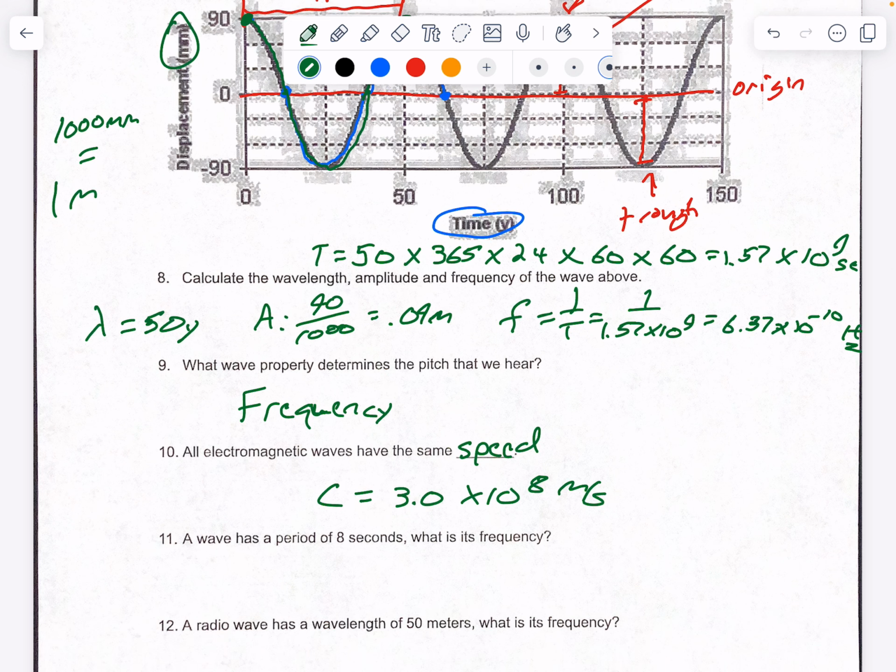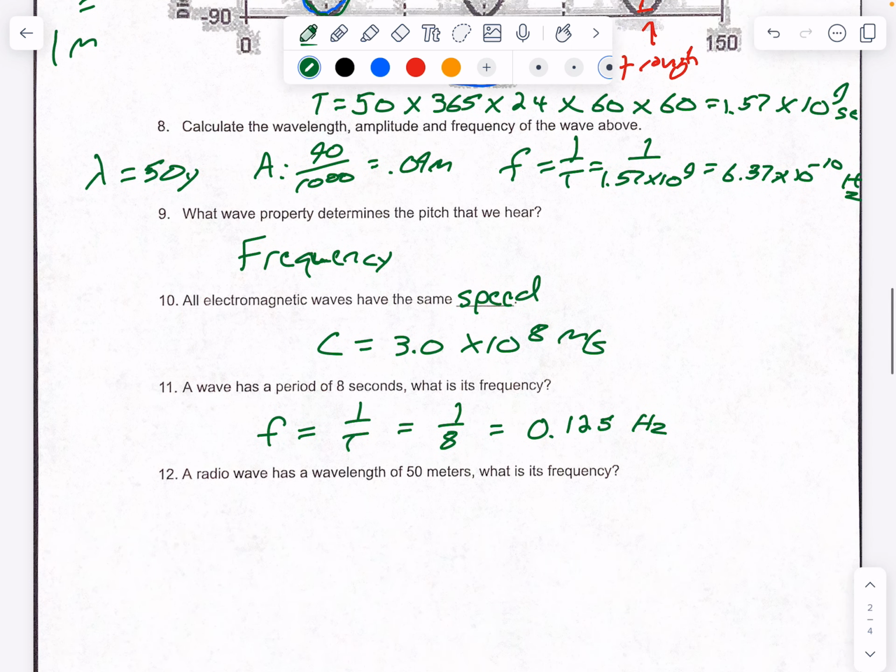11, a wave has a period of 8 seconds. What is the frequency? So again, it would look more like this, more basic stuff. F equals 1 over T, so 1 over 8. And that gives you 0.125 hertz.